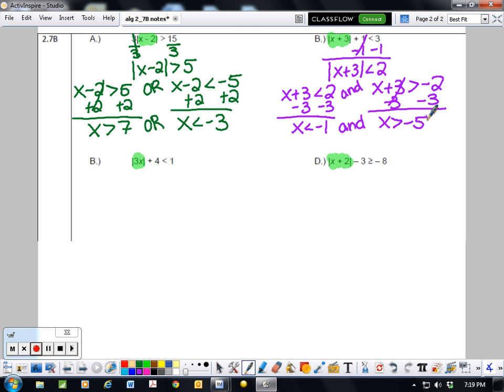Okay, on our next one, again, our absolute value is not by itself, so I have to move the 4. So I subtract 4 on both sides. Now I have the absolute value of 3x is less than negative 3. And now we've got a problem because we've got this negative. So we've got to think about, can an absolute value be smaller than a negative number? Well, the only thing smaller than negative numbers is negative numbers, and absolute value can't be negative. So this is no solution.